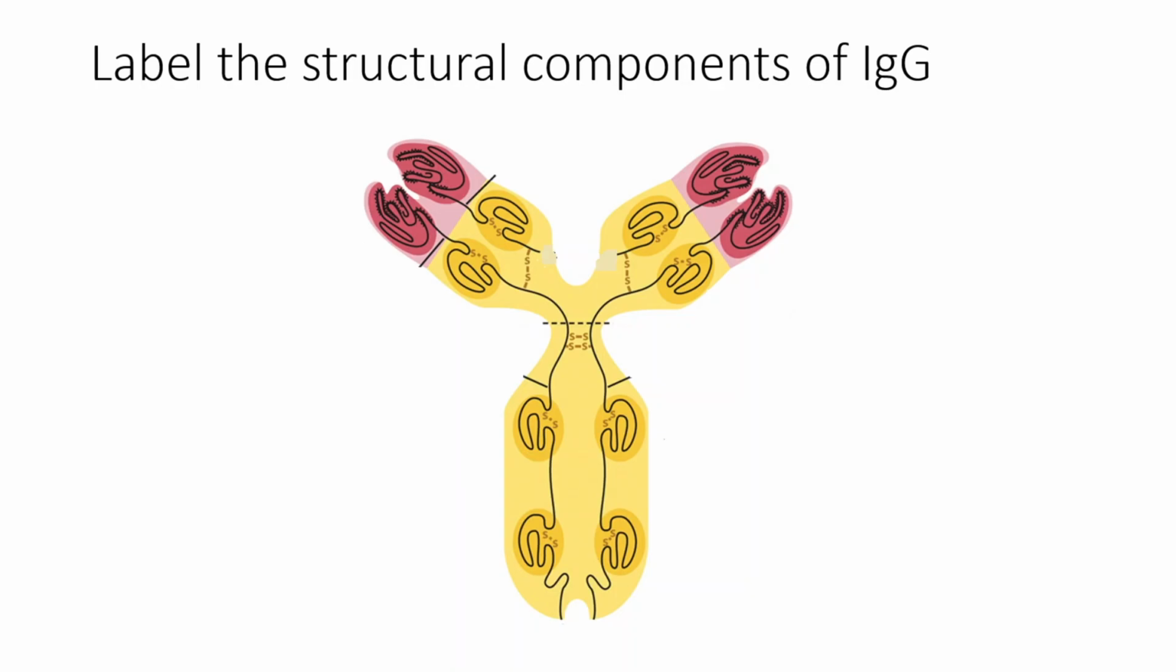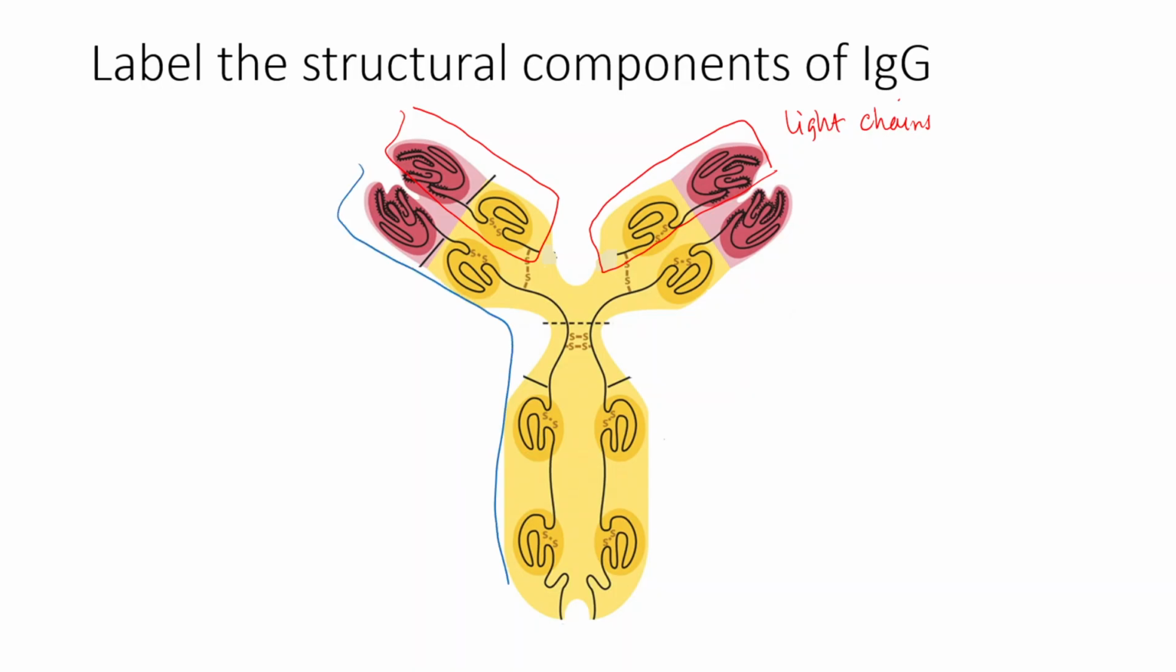Okay, so let's get started labeling this diagram. Anybody can tell me any piece of it and where it goes. Let's see how that works. Yeah, so we have light chains. What else do we got? We have the heavy chains. And where are those? Exactly. So here are the heavy chains.